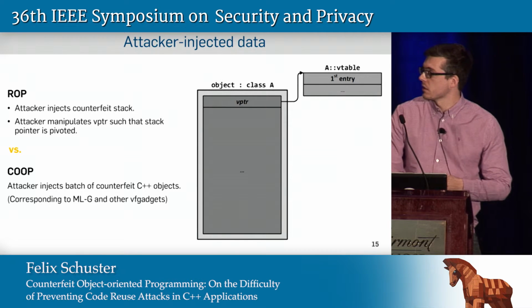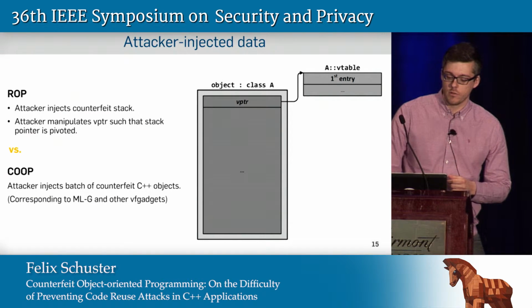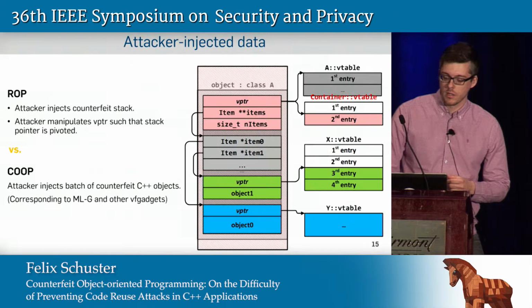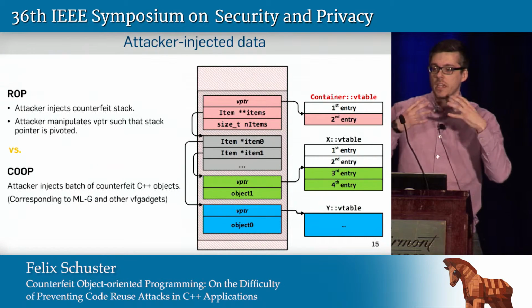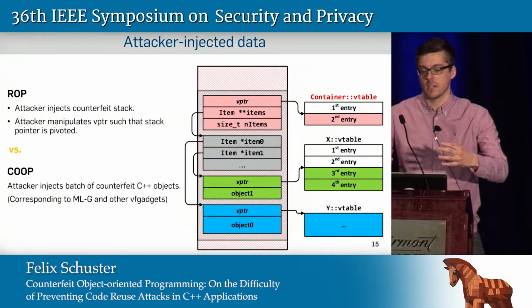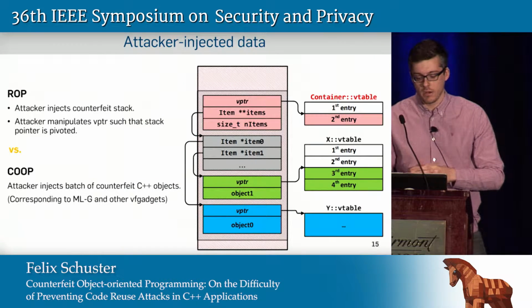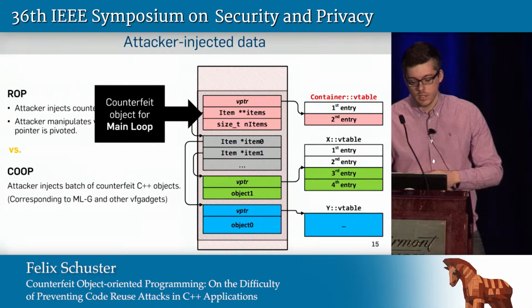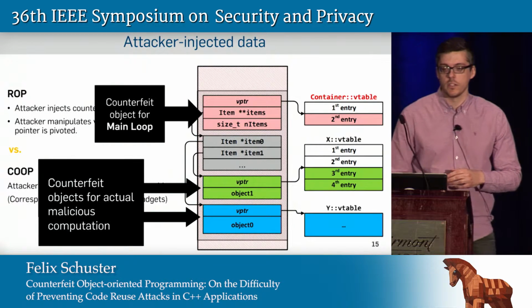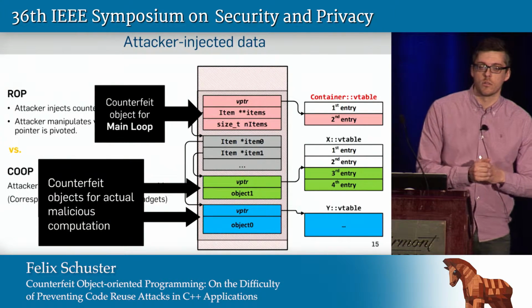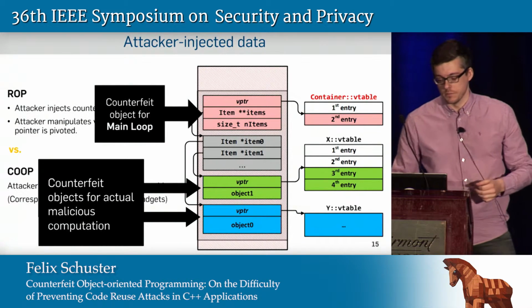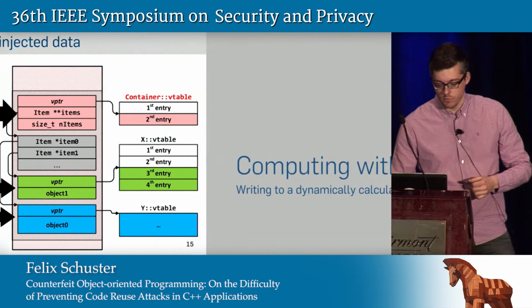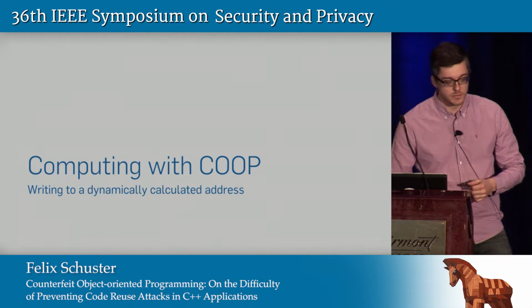Imagine we have an object here, and we can overflow into this object. Then the attacker rewrites the VPTR of this object such that the main loop gadget is executed next, the next time a virtual function is invoked on that object. And we also inject other counterfeit objects, the counterfeit objects that correspond to the actual VF gadget that we want to execute to induce our malicious computation.